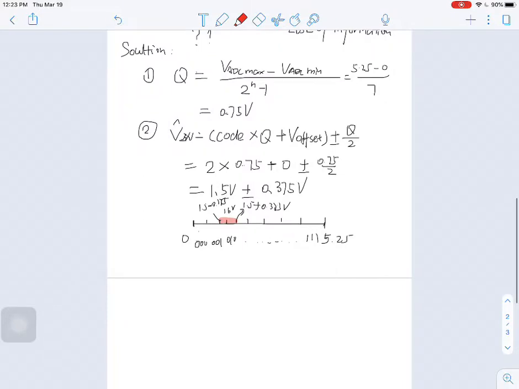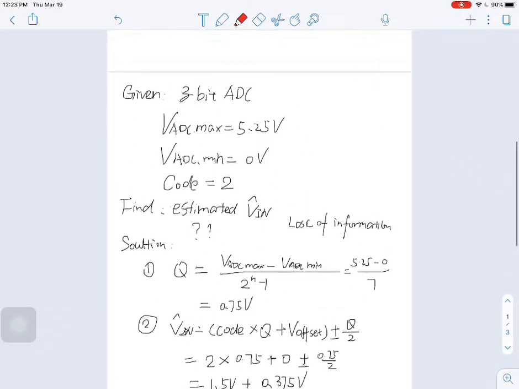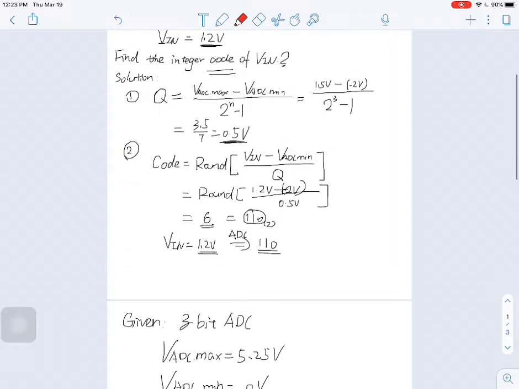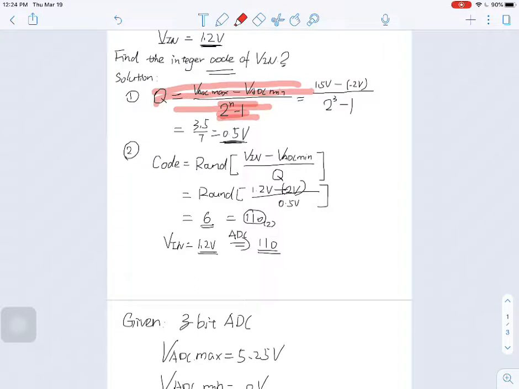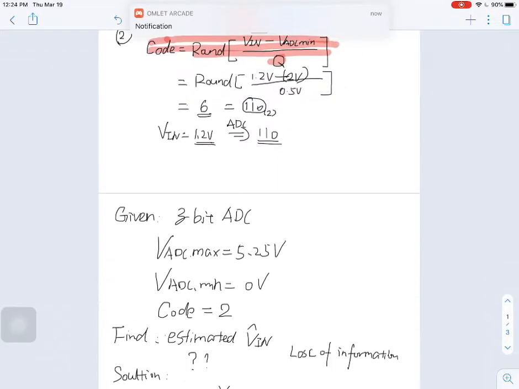And by the way, you would probably need to remember the process equation, how we did this. So first, find Q by using this equation, V ADC max minus V ADC minimum over 2 to the n minus 1. Then, in order to find a code, you need to use this equation: take a round number of V in minus V minimum over Q. That's how you convert analog to digital.